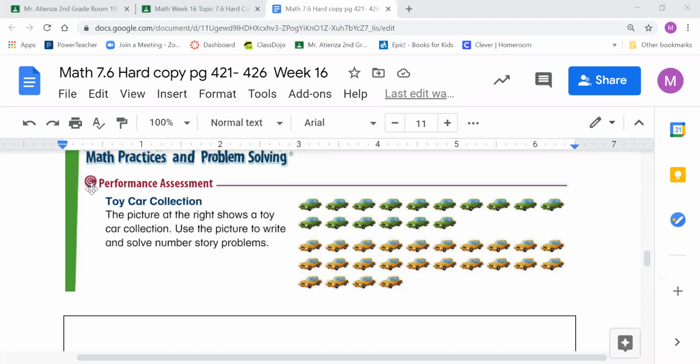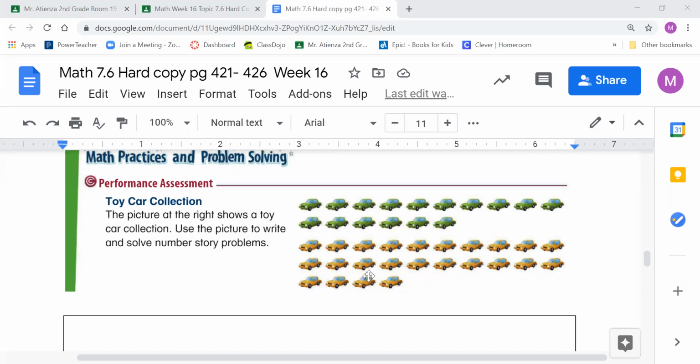You can tell it is going to be a part of a test or the test for the end of the unit because it says performance test. When it's written in red, assessment means test. And all of us did great. Thank you for participating. Now, here I'm going to use my information to create a story problem.